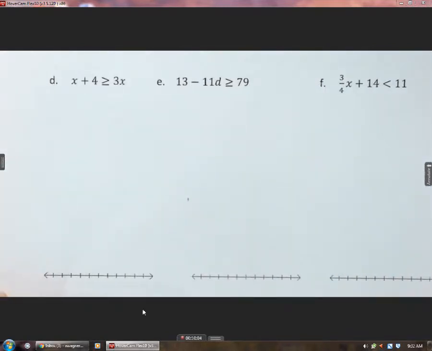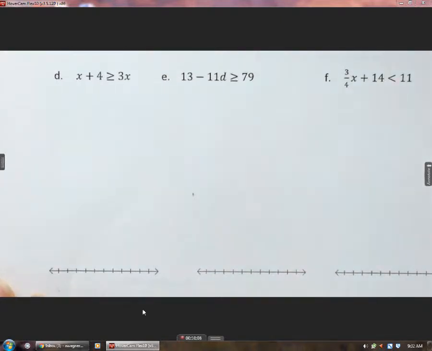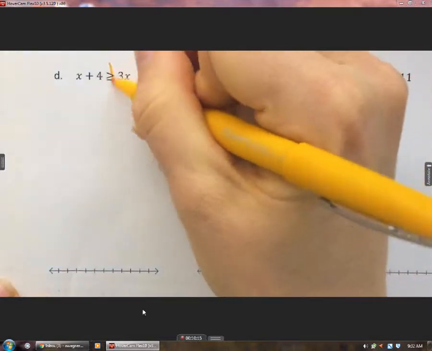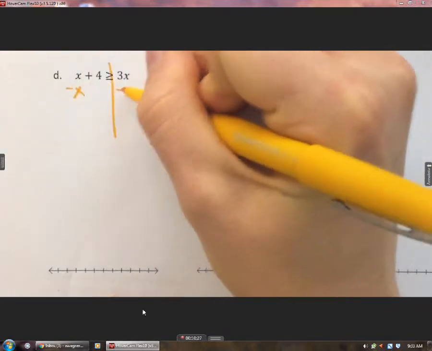Okay, let's try some more. You guys are doing great. Let's try this one. We got x on both sides now. What do we do with that? We gotta get the x's on the same side. Do you want to move this 1x or the 3x? 1x. Yeah, I'd move the 1x too. So we could subtract x on both sides.